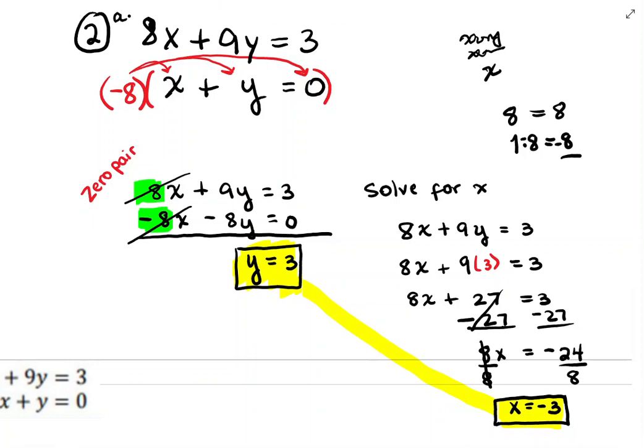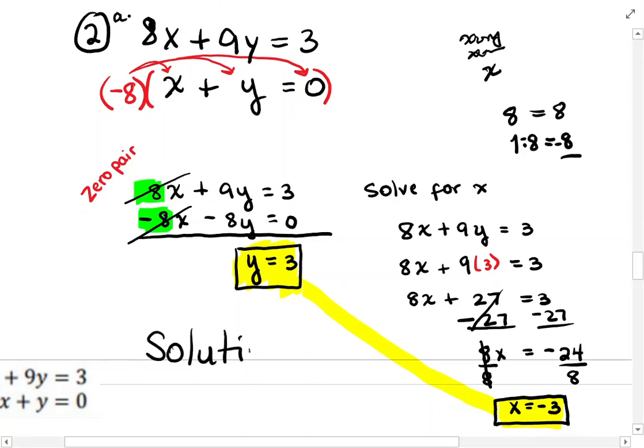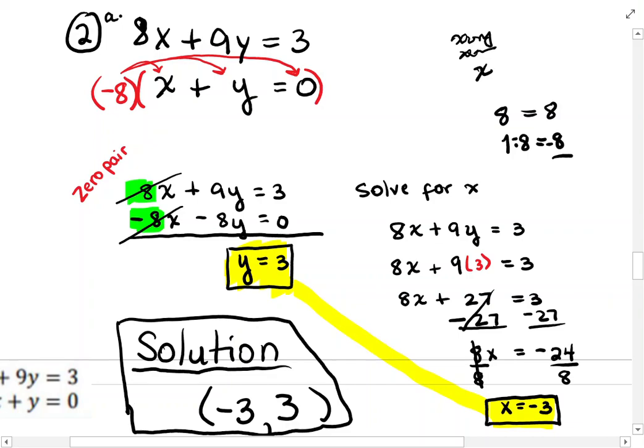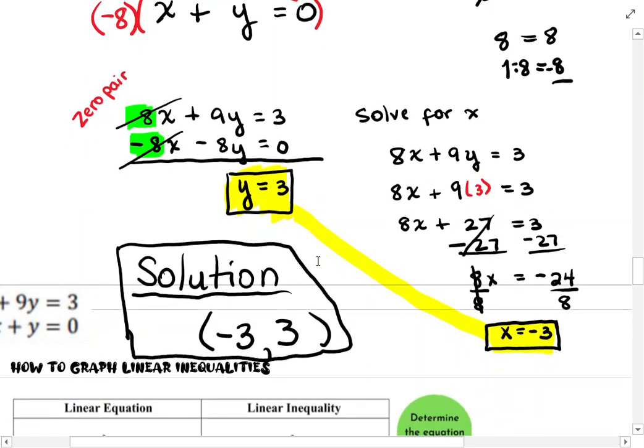Now here is where you have to be careful because the x value goes first, and the x value is -3. The y value is 3. So this is the correct answer. Don't put them out of order in the wrong place because you're going to get it wrong. Okay, so I'll keep going.